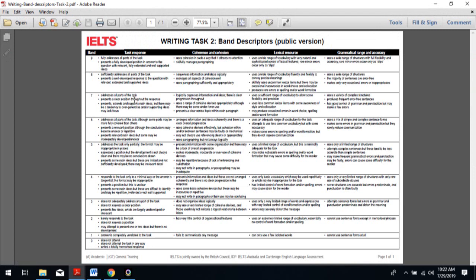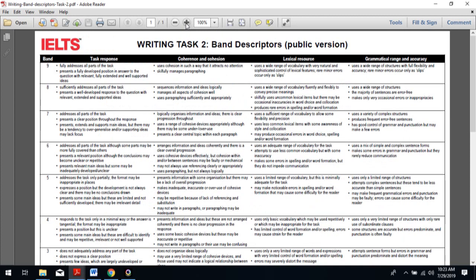So this again is a public descriptor, the public version of writing task 2, and basically there are the same criteria, but the difference is that instead of task fulfillment or task achievement, we have task response in task 2. We also have coherence and cohesion, lexical resource, and GRA or grammatical range and accuracy. So again, I'd like to focus on band 7.